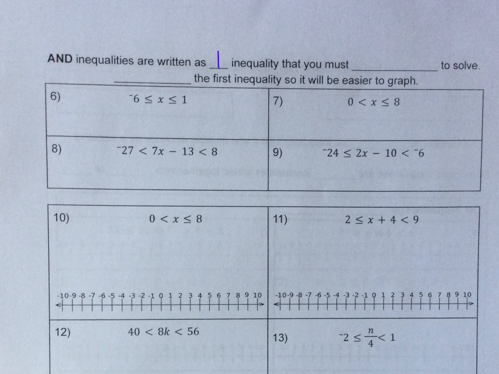And inequalities are written as one inequality that you must separate to solve. And you should always flip the first inequality so it'll graph easier. So, one of my answers is going to be a -6. So let's write -6. One of my answers is going to be a 1. So now in this second statement, I know that x is less than or equal to 1. So I'm just going to copy that down. I'm going to write the word and between them. X is less than or equal to 1.